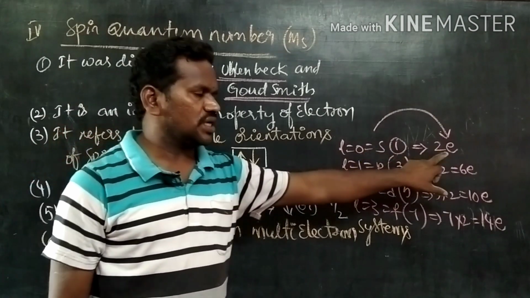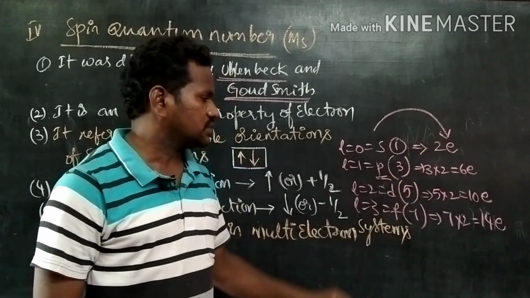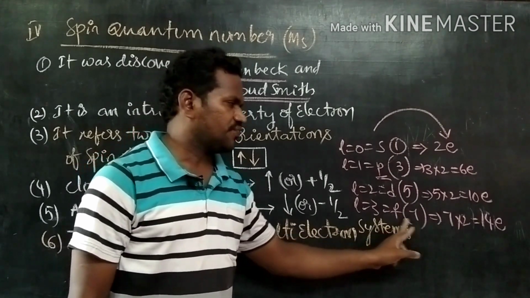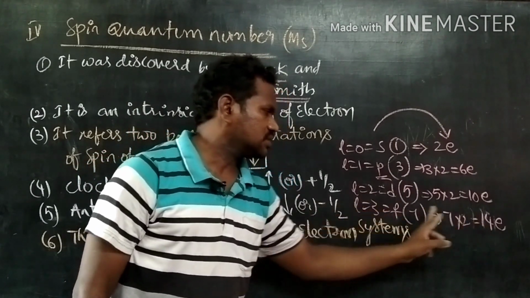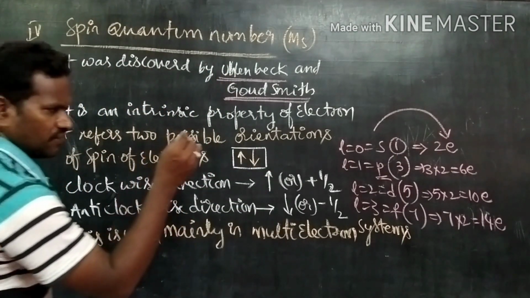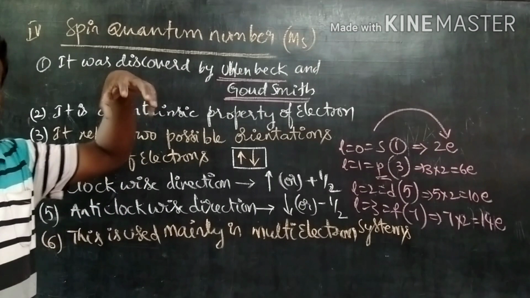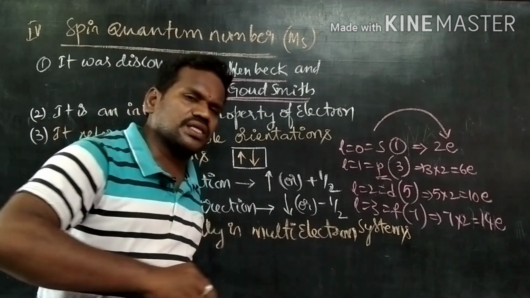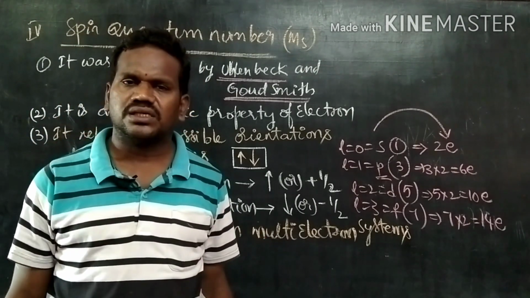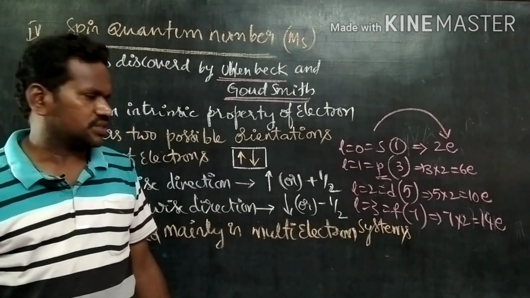Sublevel S, 2 electrons because 1 orbital. Sublevel P, 6 electrons because 3 orbitals. Sublevel D, 10 electrons because it has 5 orbitals. Sublevel F can accommodate a maximum of 14 electrons because of 7 orbitals. This means every orbital can accommodate only 2 electrons. Of these 2 electrons, if one is in the clockwise direction, the other is in the anti-clockwise direction.